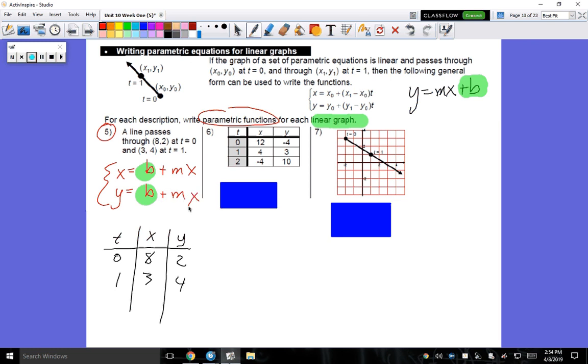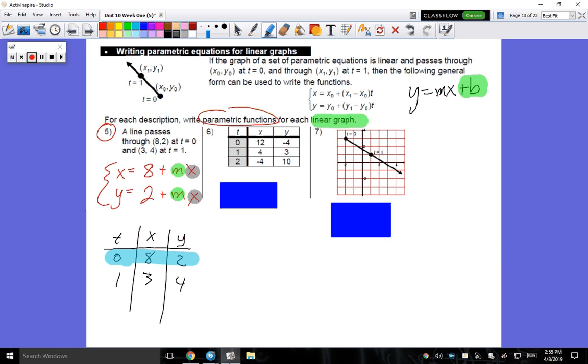So you tell me, where does x start? 8. And you always need to go to when time is 0. That's where you start. So x will start at 8. You with me? Where does y start? 2. Now, this letter right here tells us how it changes each jump.